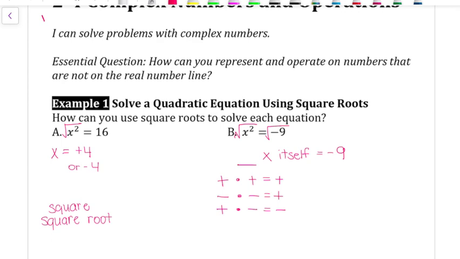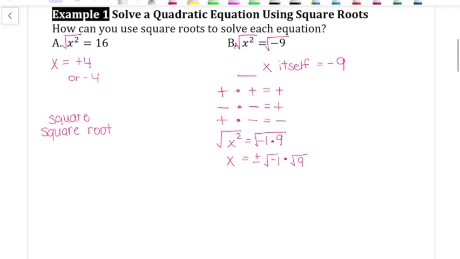So this is where imaginary numbers come into play. So what we say is that x squared equals negative 1 times 9. Okay, we can take the square root of both sides so that we're left with x. We still could have a positive or a negative. And we can also split this up to say negative square root of 1 times square root of 9. So then I can do a little bit of algebra there. The square root of 9 is 3.